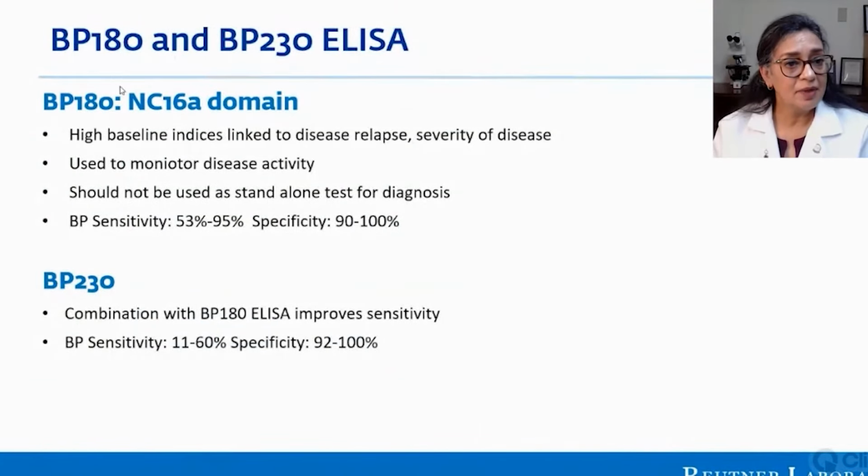I'm going to talk a little bit about BP180 and 230 ELISA and their use in monitoring disease activity. So high baseline indices of BP180 have been linked to disease relapse and also a more severe disease. So this ELISA has been used to monitor disease activity. However, this test should not be used as a standalone test for diagnosis, and it has a sensitivity ranging from 53% to 95%. A combination of both BP180 and 230 gives us a better sensitivity.